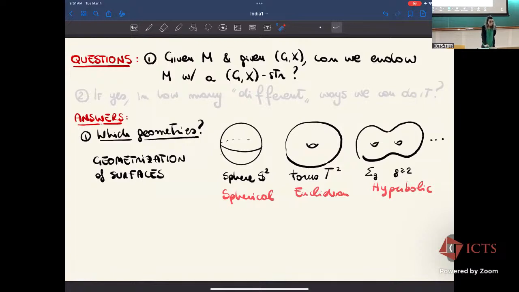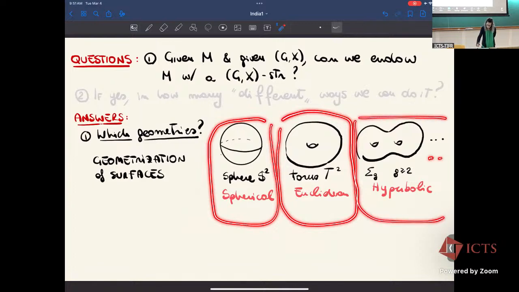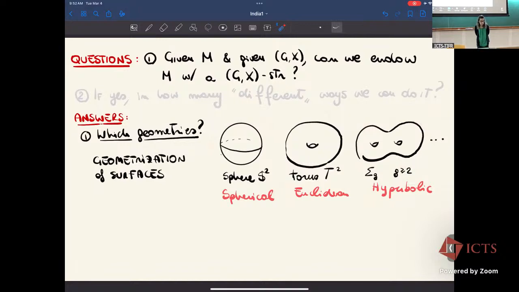With respect to the first question, again, there are many directions that we can go, but maybe one easy example is the geometrization of closed surfaces, where we can see that on the sphere, we have the spherical geometry, on the torus, the Euclidean geometry, and then on all the other surfaces that we will care about today, you can always put a hyperbolic geometry.